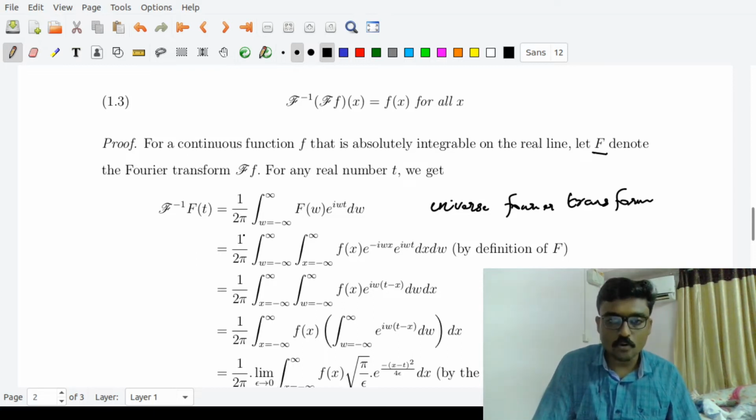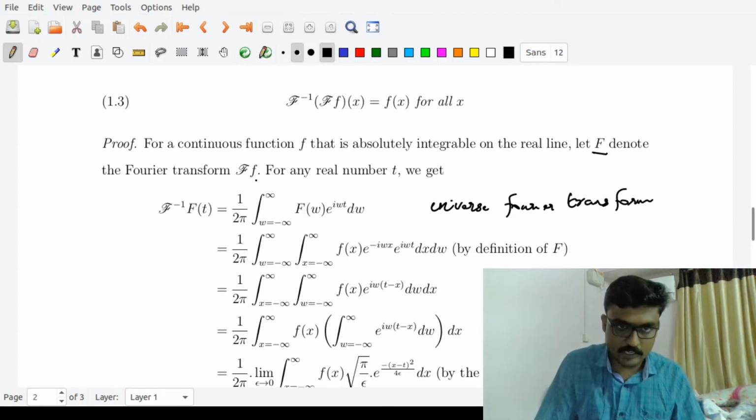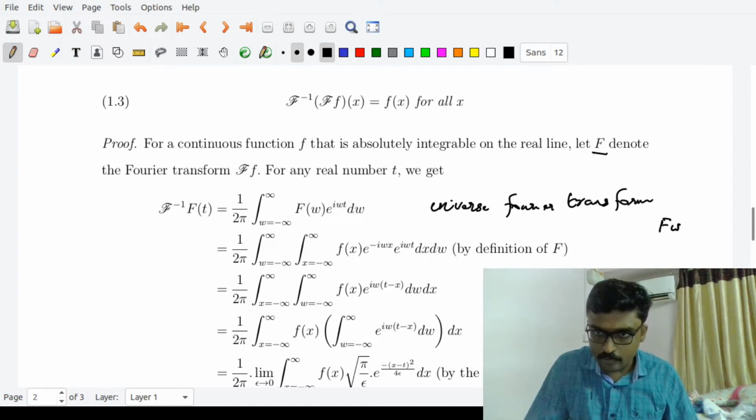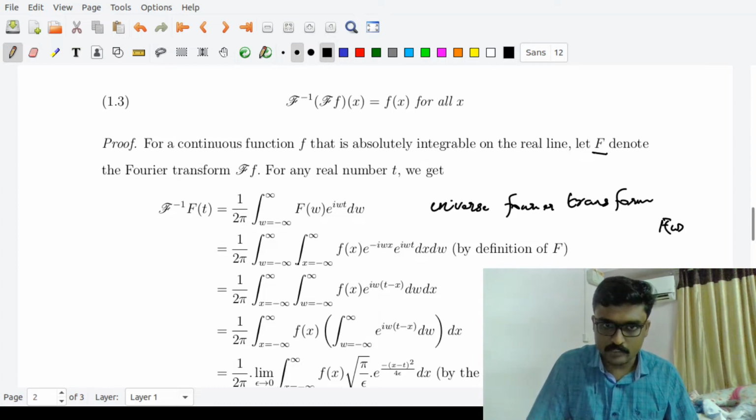This is equal to 1 by 2 pi integral w equal to minus infinity to infinity. We can replace this F of w because this is the definition of the Fourier transform. We already mentioned that capital F denotes the Fourier transform. Then we replace capital F of w with the definition. Then this is equal to integral x equal to minus infinity to infinity f of x e raised to minus i w x into the remaining term e raised to i w t dw.